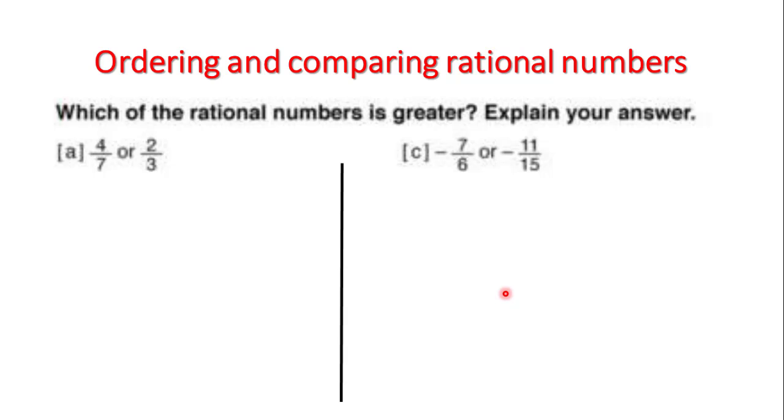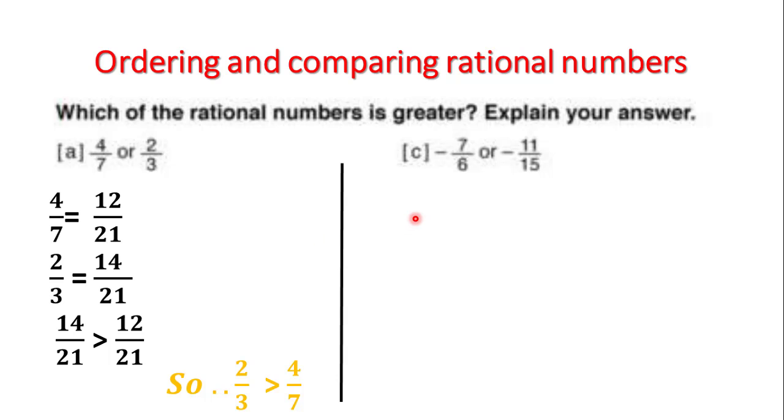Which of the rational numbers is greater? And I will explain. The first one, I have 4 over 7 or 2 over 3. In this case, I prefer to make the two denominators the same. I'll unify the denominators. I'll choose 21. So the first one, 4 over 7, I'll multiply up and down by 3 to get 12 over 21. The next one, 2 over 3, also 21, so I multiply by 7, so it will be 14 over 21. Let's look now. 14 over 21 is greater, so 2 over 3 is greater.